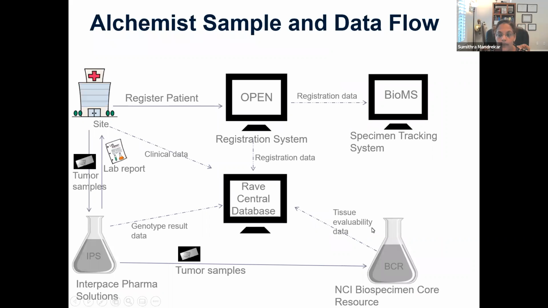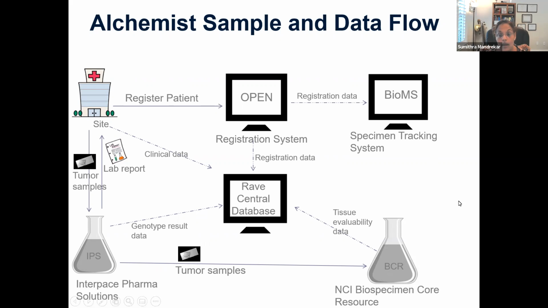And then the other aspect of master protocols that we often don't realize is the complexity of setting up the systems and how all the samples and data flow. So for Alchemist itself, you can see there are a number of systems. The site is, of course, the key here where they register the patient, but then they have to enroll the patient in one system. And then there is a specimen tracking system that we have to feed that data into. The clinical data goes into a different system. They send the sample to an external lab. The lab accesses the clinical database, but the lab also talks to the NCI core resource for biospecimens.